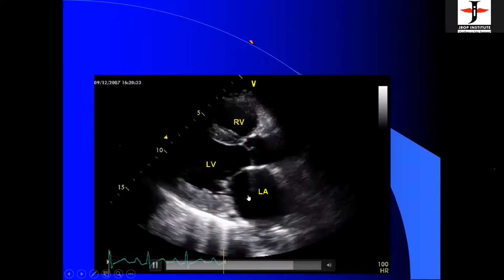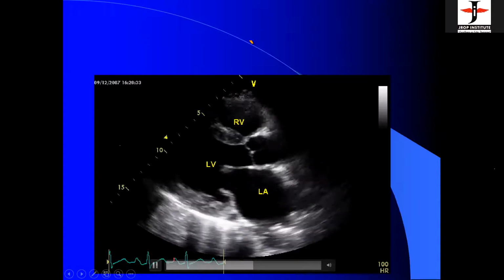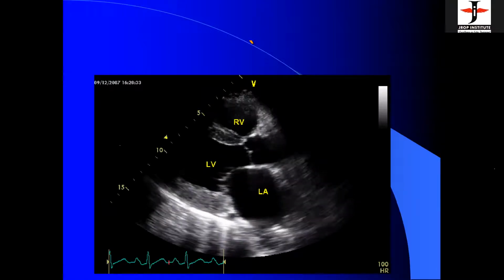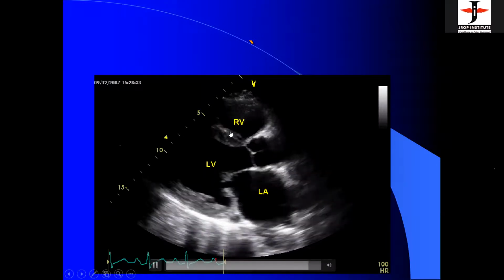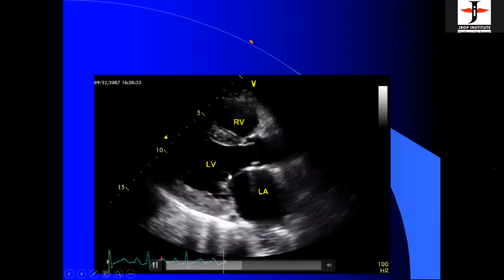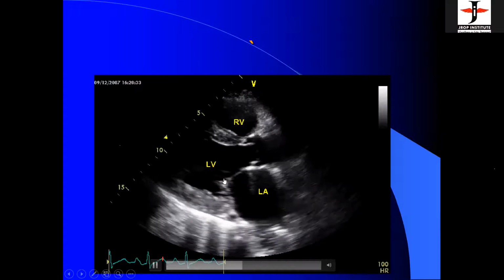So you have to basically remember: am I parallel to the flow? The first dictum is, can this wall be seen in which view? Then the second important dictum is, am I parallel to the flow? No, keeping in mind that the transducer is pointing from above downwards.